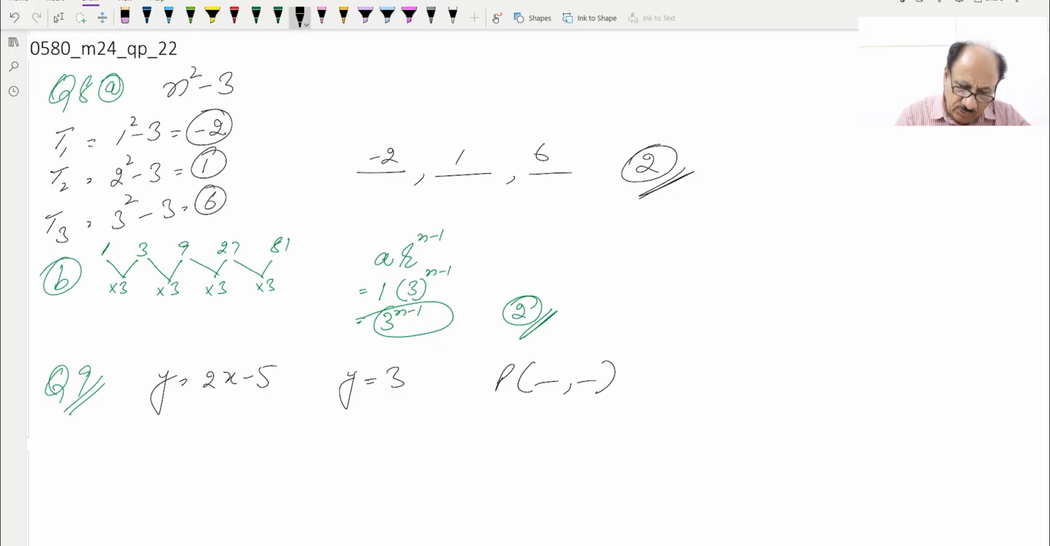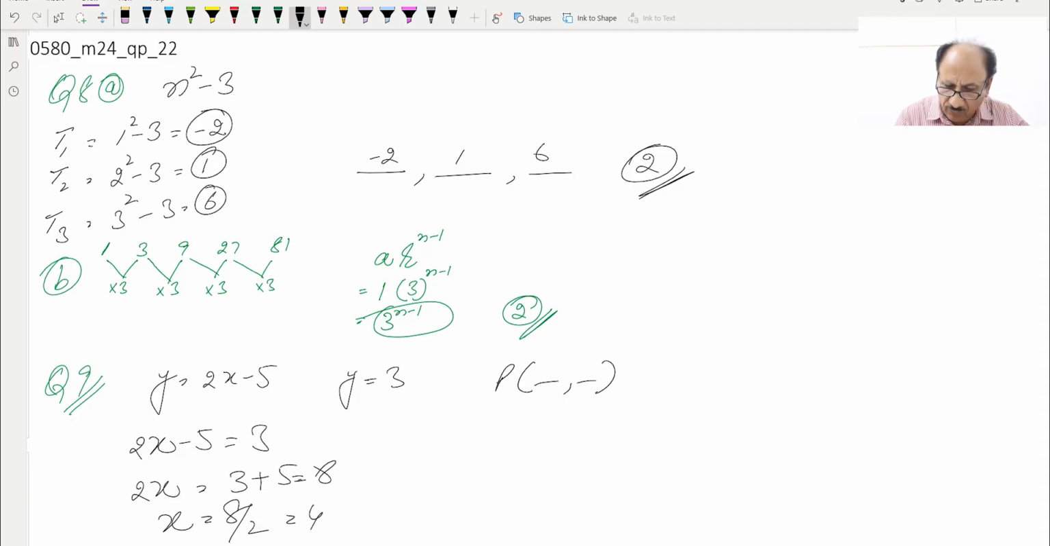So we know this side is y and that side is y, so we can equalize, and we can write 2x minus 5 is equal to 3, and we can find the x value. 2x will be equal to 3 plus 5, which is equal to 8. So x will be equal to 8 by 2, which is equal to 4. So the x value will be 4.